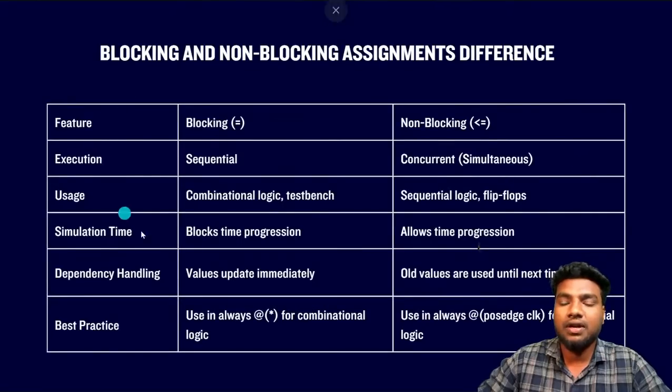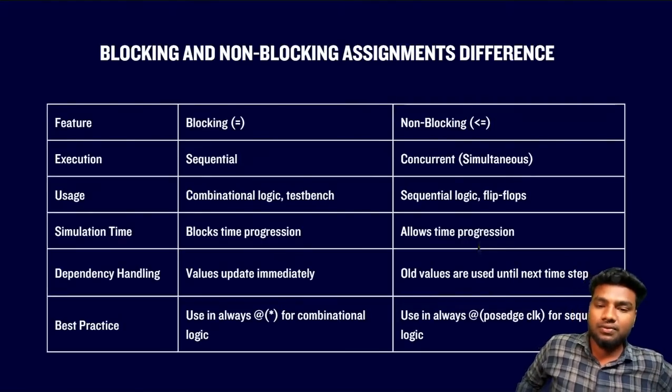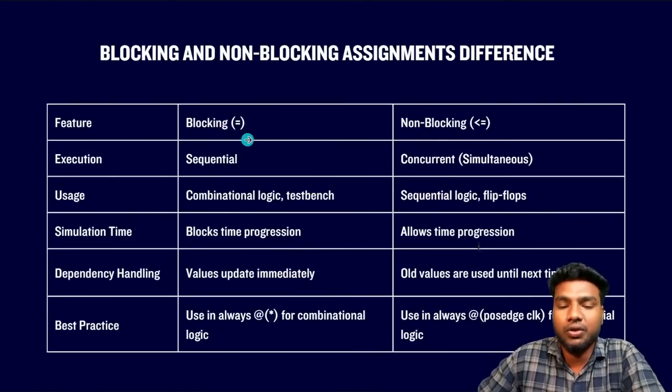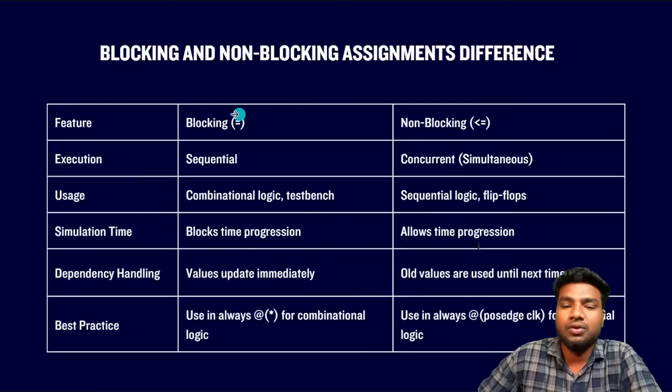Let's see the difference between non-blocking and blocking assignments. We have two assignments, blocking and non-blocking. If you use one equal sign, it is a blocking assignment. If you use the less-than-or-equal symbol, it denotes non-blocking. The execution of blocking assignments is sequential, while the execution of non-blocking is concurrent or simultaneous. Blocking is used for combinational circuits and test benches.